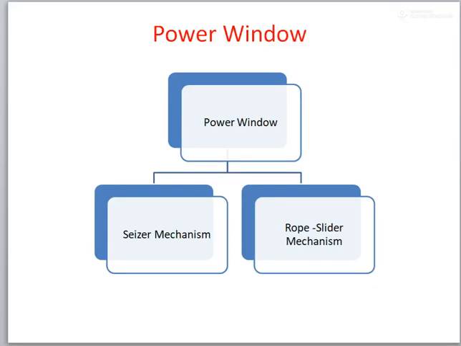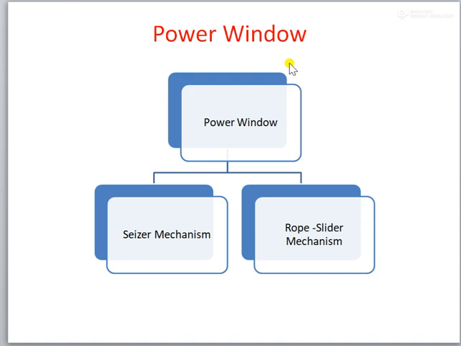Hello class. Now in this lecture we will see a first kind of convenience system which is used in case of the automobile, that is power window. In the previous conventional system, instead of power window we had a manually operated window. In the manually operated window, there was a handlebar, and by rotating that handlebar, the window moved up and down.